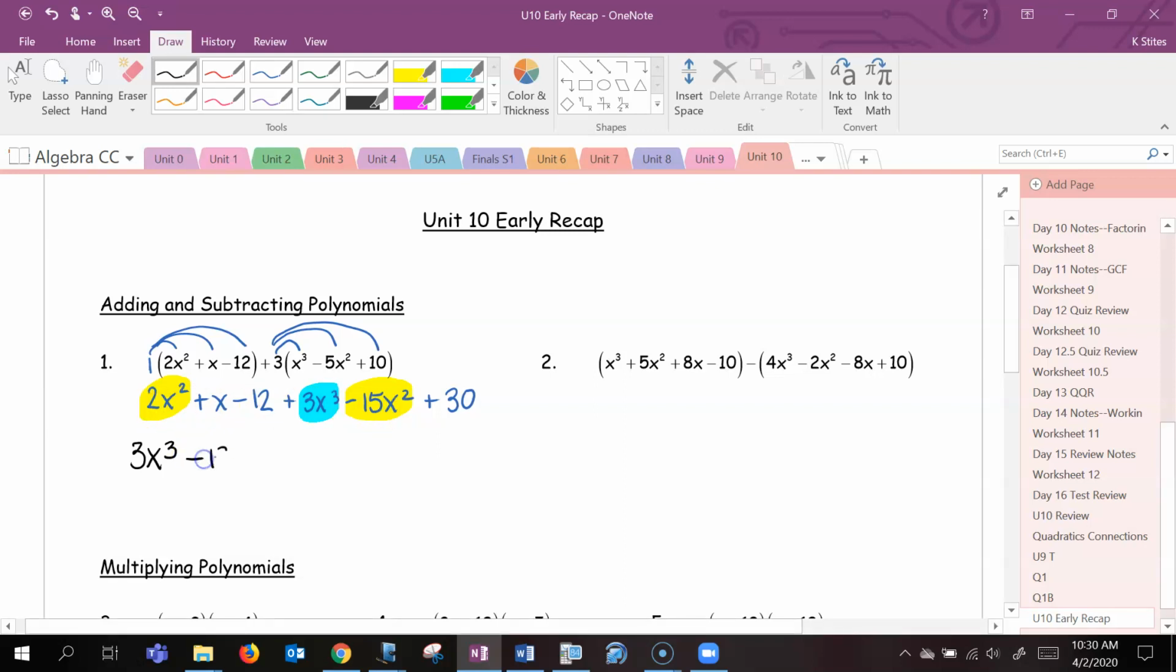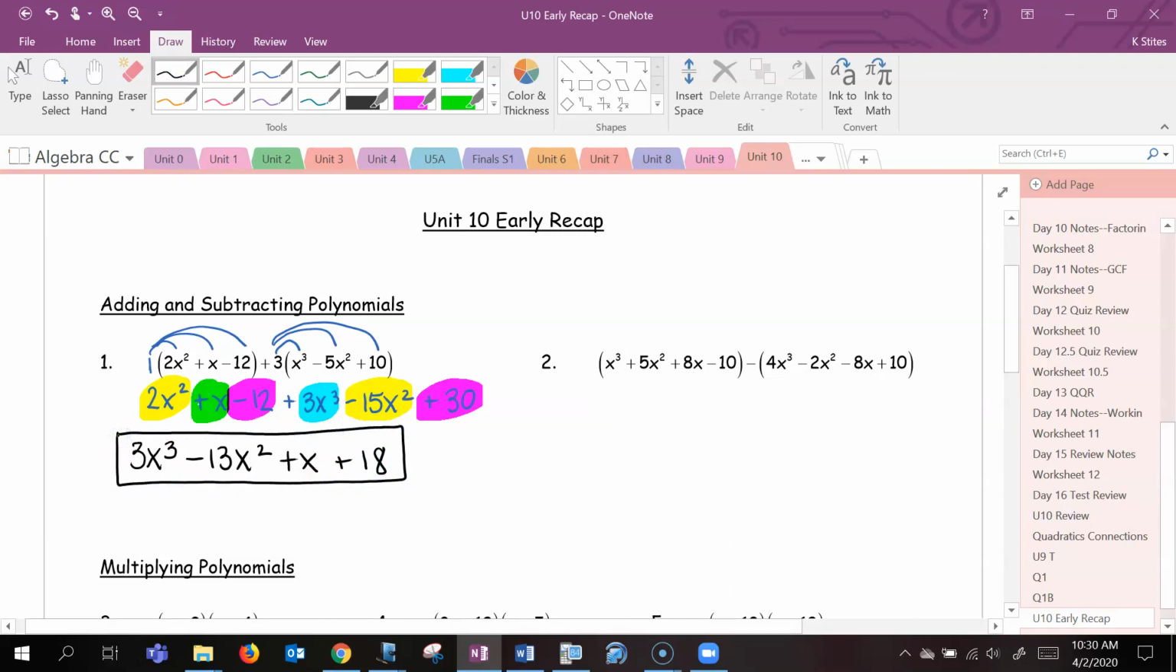2x squared minus 15x squared is negative 13x squared. Then you'll have your x, and it looks like there's just this one. And then last but not least, we have our numbers. So we have a negative 12 plus 30, and I believe that's a positive 18. And if you reach back in your memory, we call this a cubic because we have a degree of 3 here, polynomial because we have 4 or more terms.